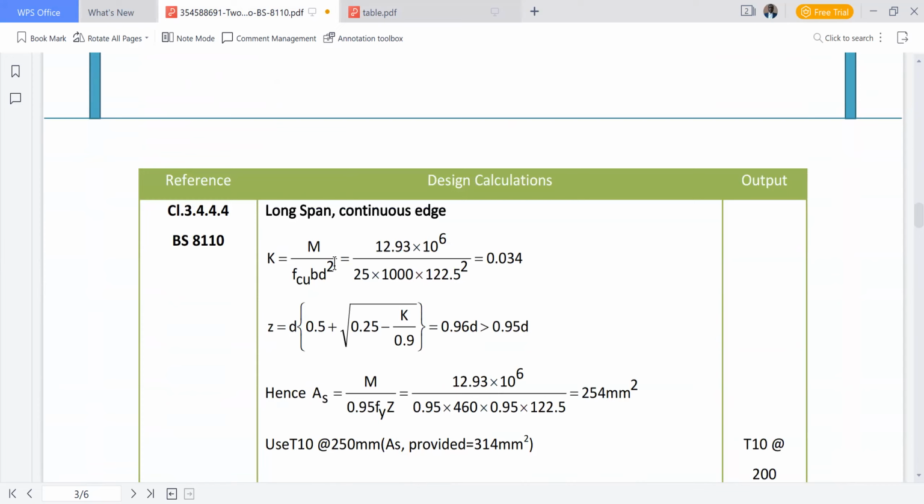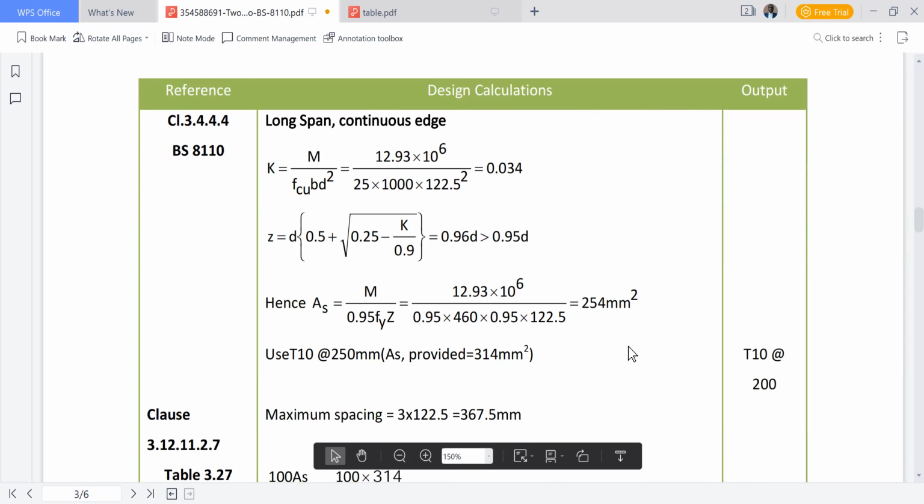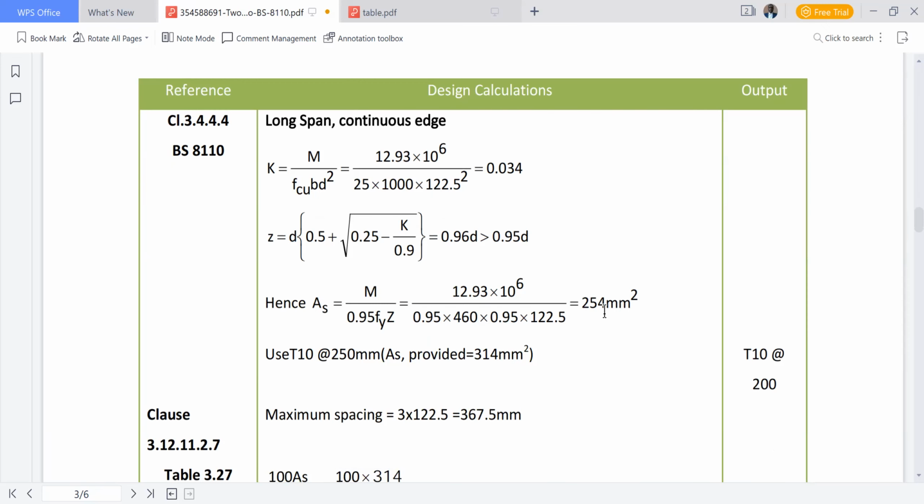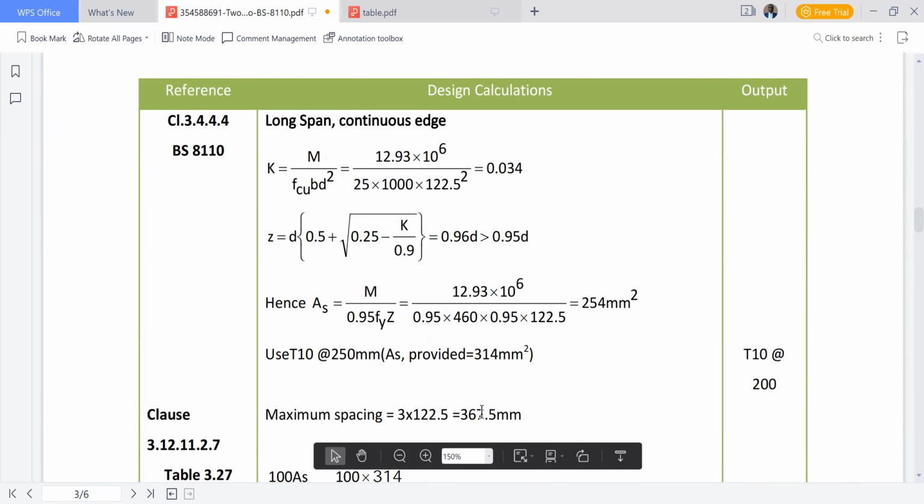We substitute the values of moment and the other parameter. You get that. You compute for Z using the formula, and then you compute for steel area. So this steel area, you get 254. So you have to go to the table and obtain this particular value. But remember, you have to take care of the value, and also the maximum spacing.